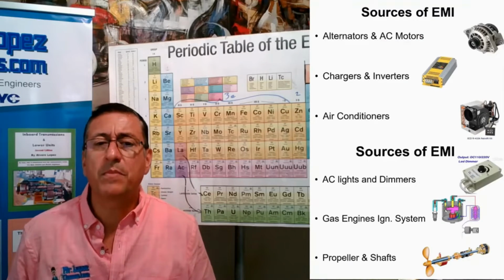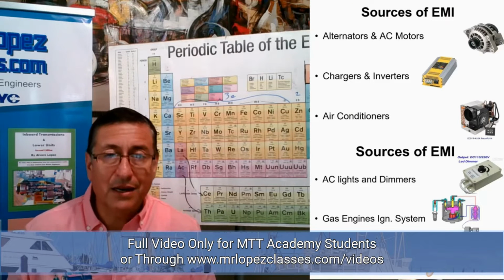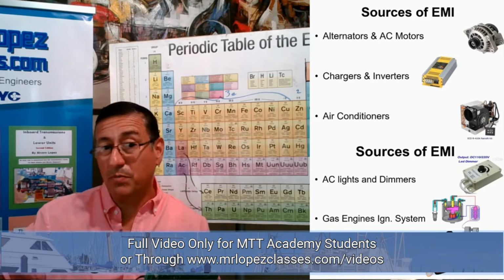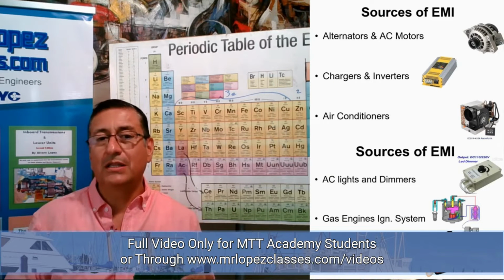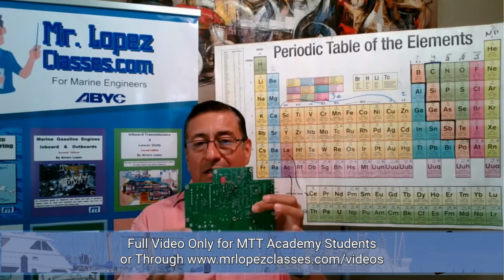Remember, what type of equipment produces high electromagnetic interference? Yeah, alternators, inverters, those equipments, the start motor, the alternators that produce excessive electromagnetic interference. That's the enemy for those electronic equipment.